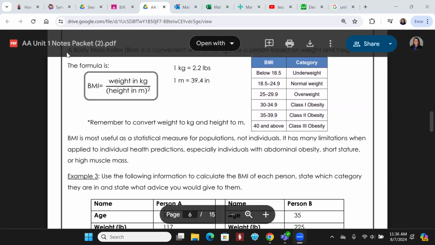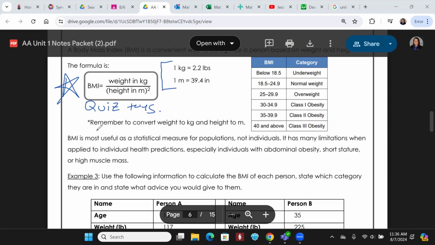Okay, so here is the formula. You're going to want to star it, highlight, circle. You're going to need this on the quiz on Tuesday. Other things that you're going to need is this conversion. 1 kilogram equals 2.2 pounds. 1 meter is going to be 39.4 inches. Again, I would star, highlight, circle this because you're going to need it.